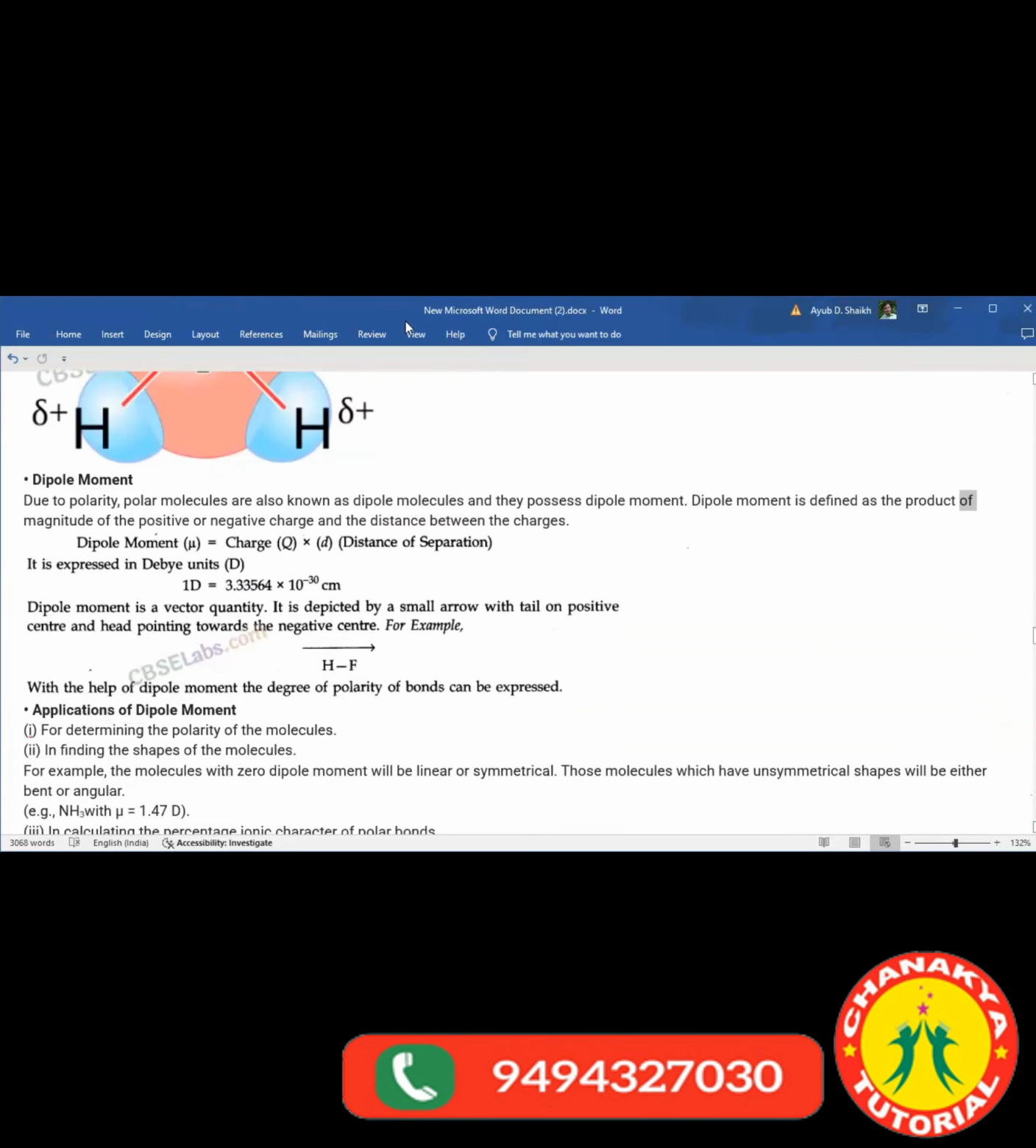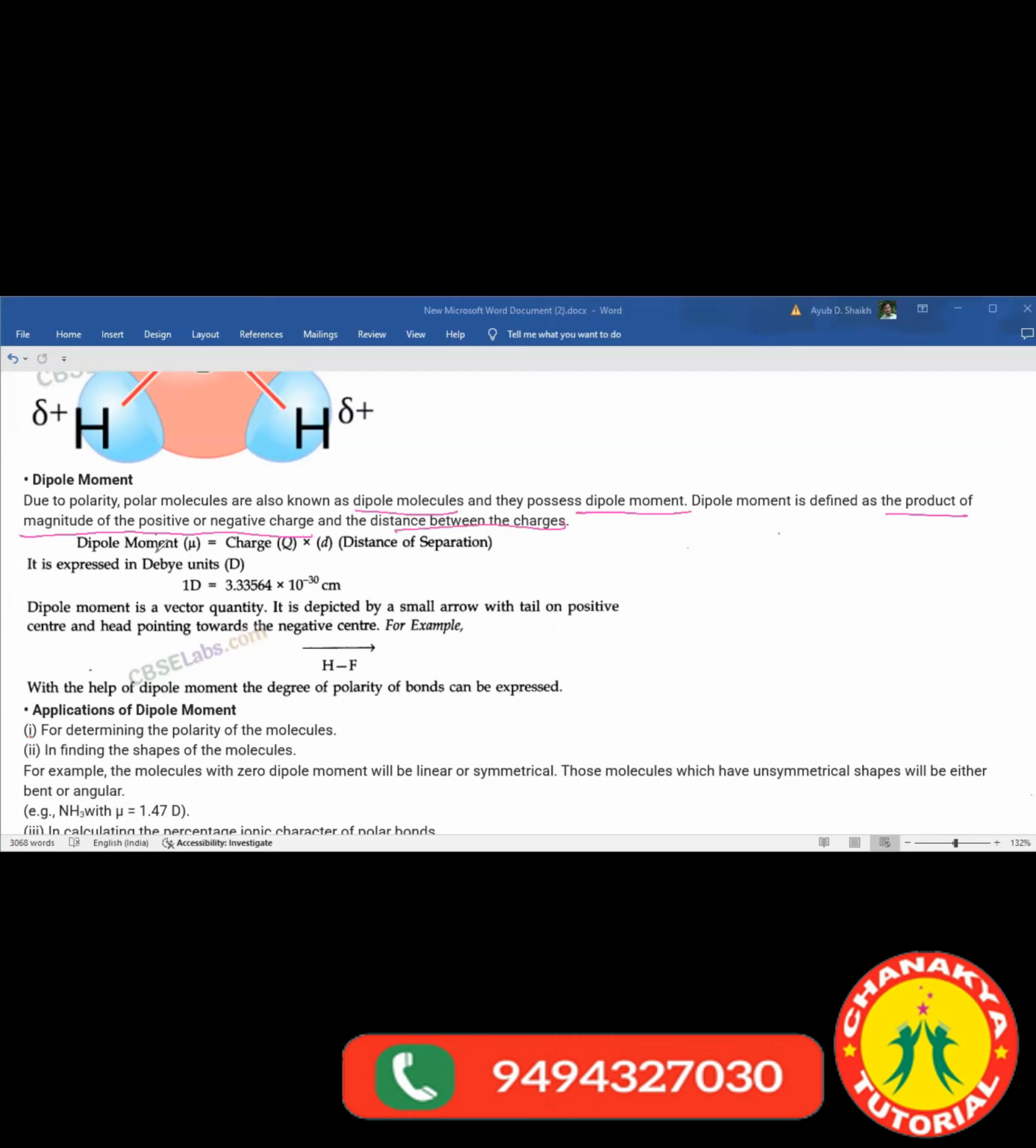Are you there? Fine. This is quite an important part. You need to keep it in your mind. If you can take a screenshot, that would be really better. Due to polarity, polar molecules are also known as dipole molecules because they generate positive and negative charge on them, and they possess a dipole moment. So what is dipole moment? It is the product of the magnitude of the positive or negative charge and the distance between the charges.